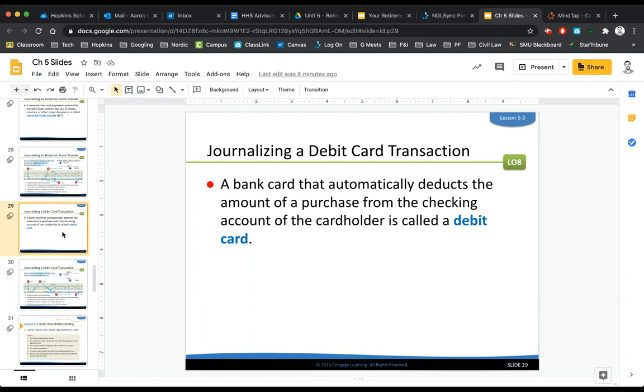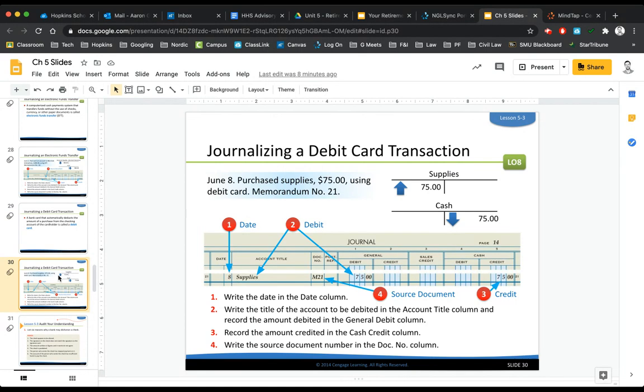Businesses definitely have a debit card for their checking accounts, and they would use it a lot to make purchases instead of even just dollar bills and cash. They would take that for major expenses for the most part. So how would we journalize a debit card transaction?